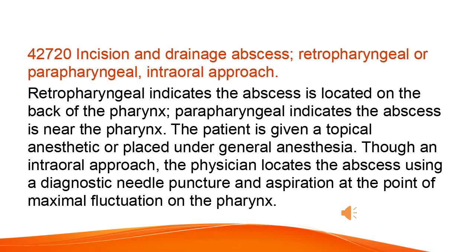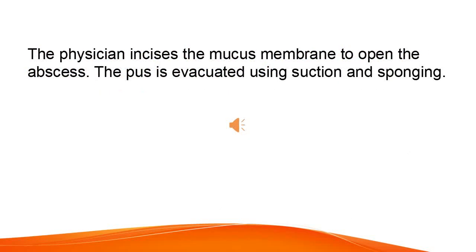Incision and drainage abscess, retropharyngeal or parapharyngeal, intraoral approach. Retropharyngeal indicates the abscess is located on the back of the pharynx, parapharyngeal indicates the abscess is near the pharynx. The patient is given a topical anesthetic or placed under general anesthesia. Though an intraoral approach, the physician locates the abscess using a diagnostic needle puncture and aspiration at the point of maximal fluctuation on the pharynx. The physician incises the mucous membrane to open the abscess. The pus is evacuated using suction and sponging.